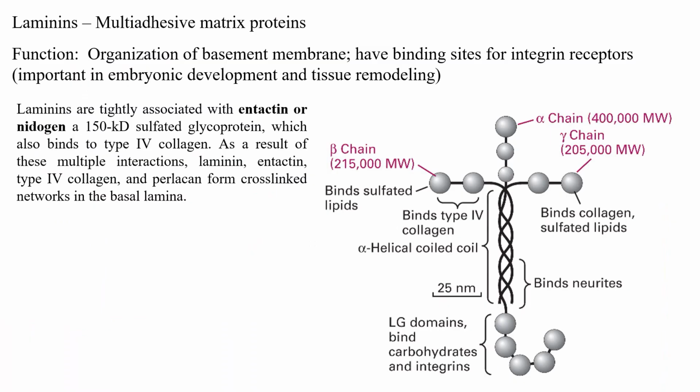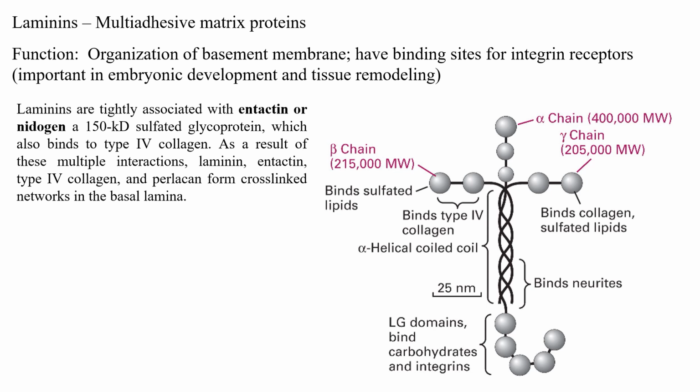Further, talking about the laminins, these are multi-adhesive matrix proteins and their major function is the organization of basement membrane. They have binding sites for integrin receptors, which are really important in embryonic development and also in tissue remodeling. Coming to the structure, they are tightly associated with entactin or nidogen, which is a 150 kilodalton sulfated glycoprotein, which also binds to type 4 collagen.